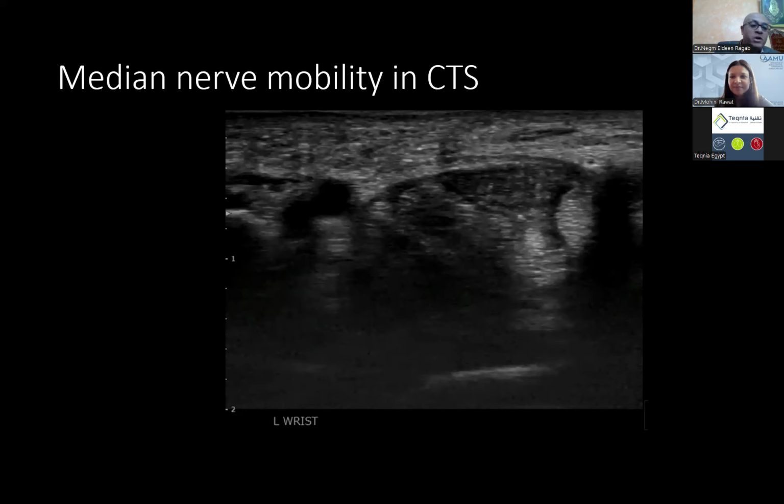I think nowadays we emphasize mixing the ultrasound as well as the electrophysiological assessment. Both can give a lot of information, structural from the ultrasound as well as physiological from the EMG nerve conduction.